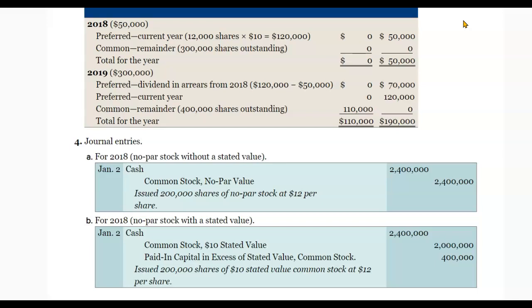So B, for 2018, what if it was no par stock with a stated value? Stated value is $10 per share. And so how does this change things? Well, we still debit cash for the full amount, $2.4 million. But for the issuance of the 200,000 shares, we now have $2 million. $10 times the 200,000 shares is $2 million. And so that's what's going to be credited into the common stock account. The balance of $400,000 is going to go in paid-in capital in excess of stated value for common stock. And so that's the way that will work.